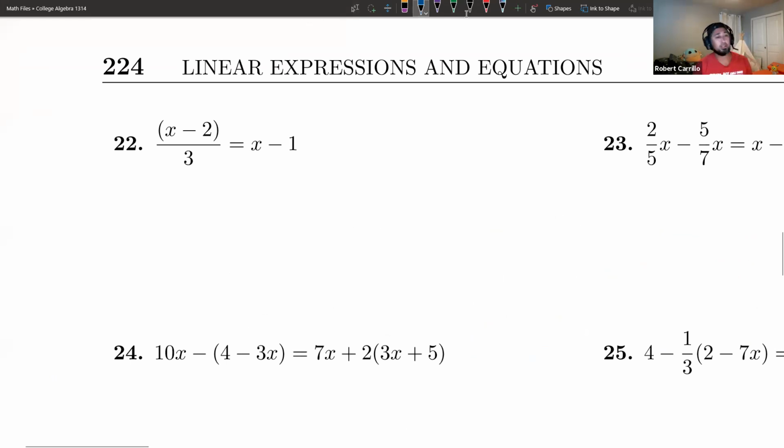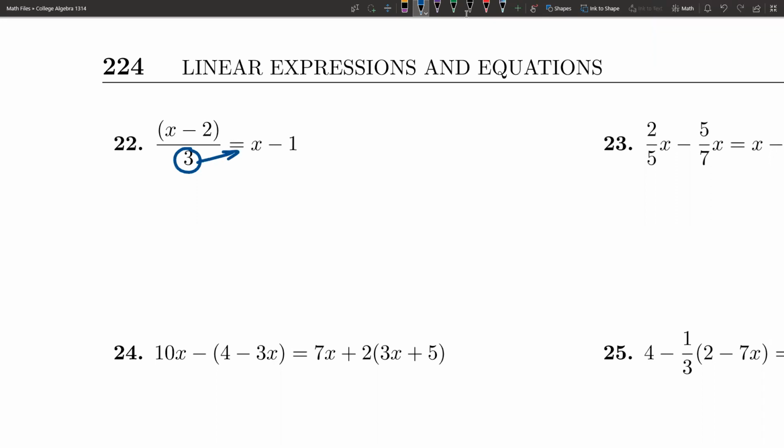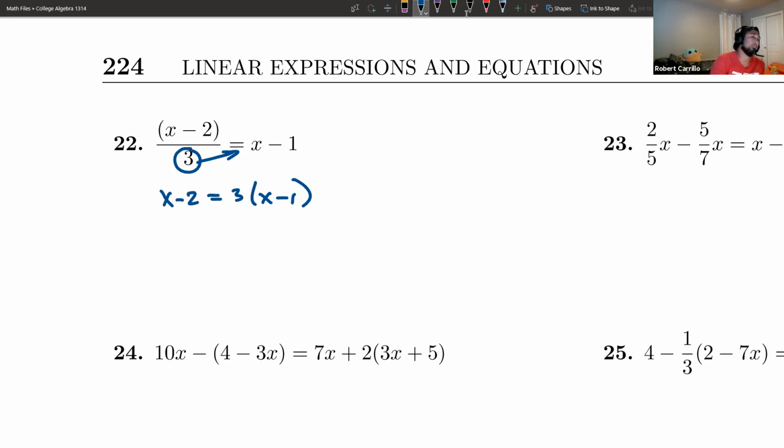All right. 22, same stuff, just like 20. Well, no, not like 21, like 20. x minus 2 over 3 equal to x minus 1. What could I do with that 3? Multiply both sides. Just multiply to the right side. That's all we have to do. Save us some time. If we multiply the right side, you will be left with x minus 2 equal to 3 times x minus 1. Beautiful. And now distribute the 3. x minus 2 equals 3x minus 3.